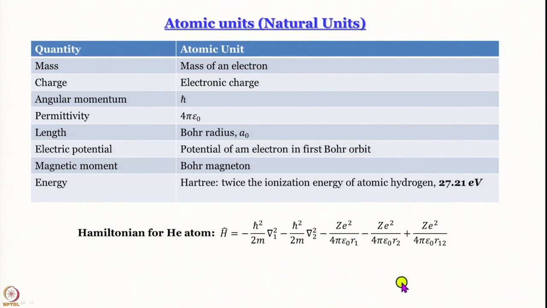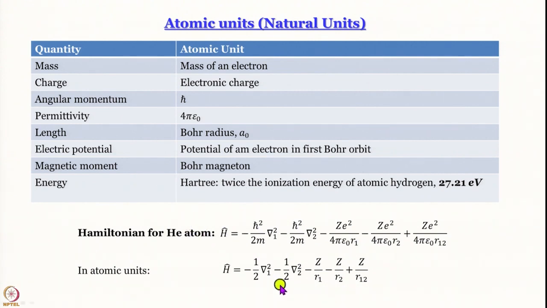Similarly, in the fourth term, you are left with minus z by r 2. But do not forget that e square is there, 4 pi epsilon 0 is there. It is just that we write in atomic units, so we do not put those in. But if you want to calculate actual energy, we will have to incorporate all those once again. Okay, last term, what does it become? Numerator becomes z, denominator becomes r 1 2. So, this is your Hamiltonian for helium atom in atomic units.